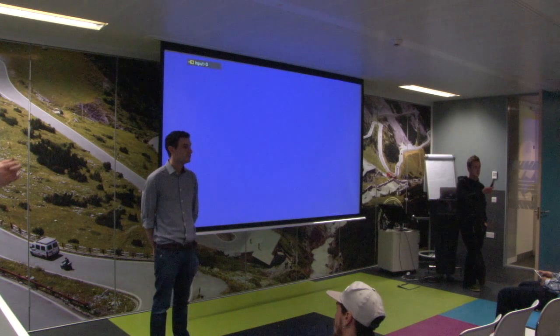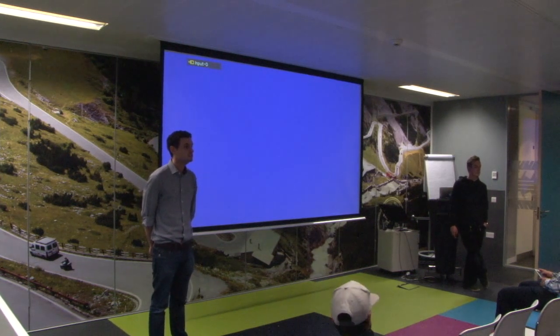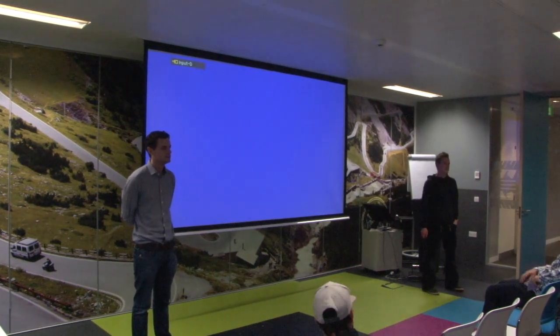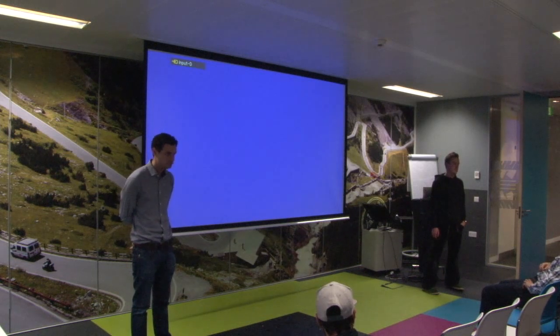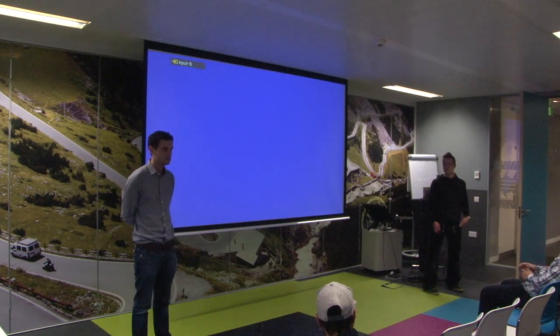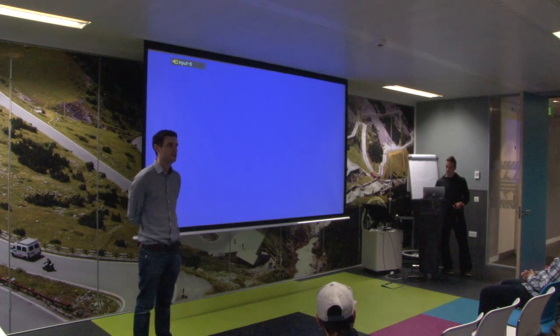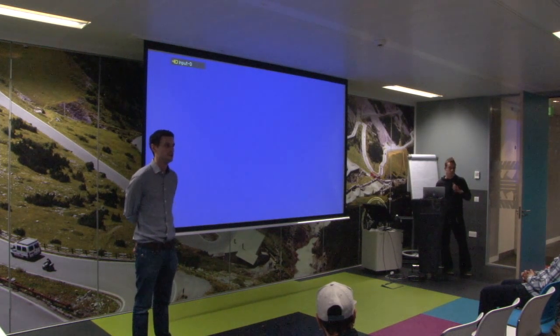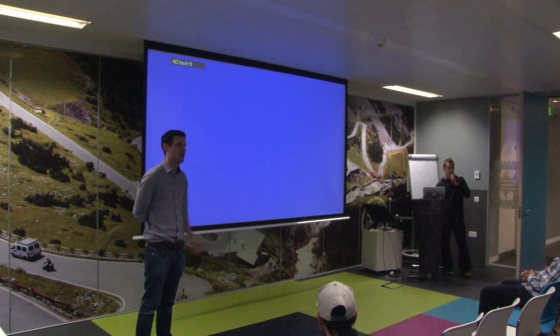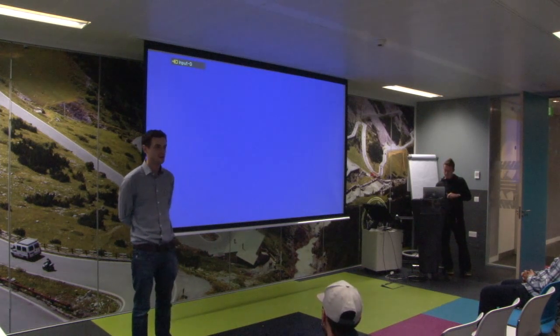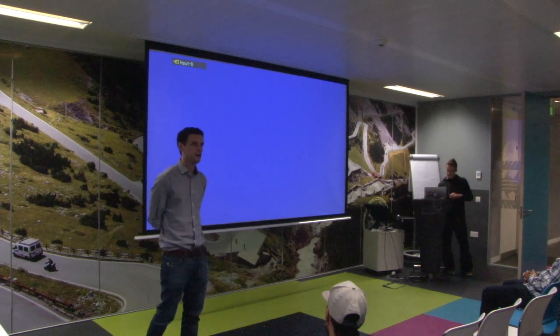Any more questions? I was just wondering what a smart contract looks like. Do you know what JavaScript looks like? Imagine JavaScript, add strong typing to that. It's just like a mix of C++ and JavaScript.